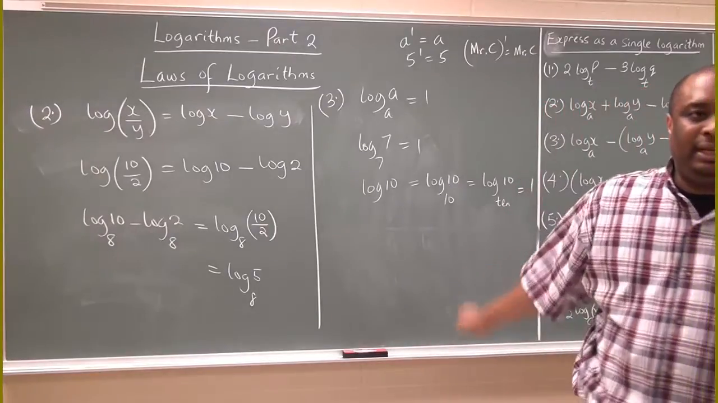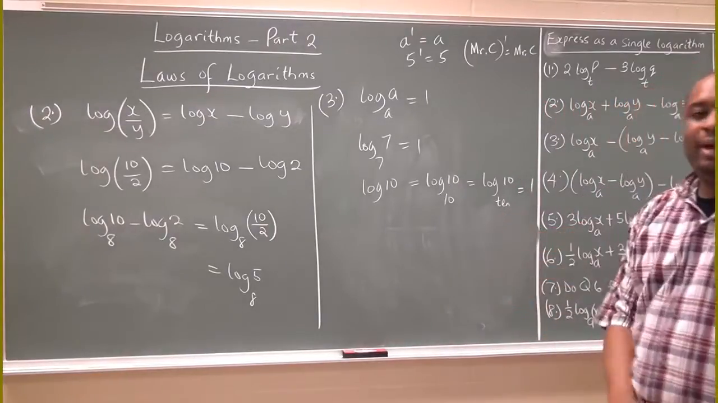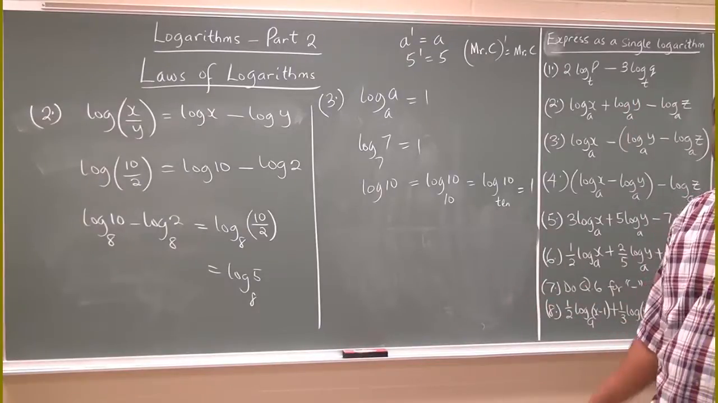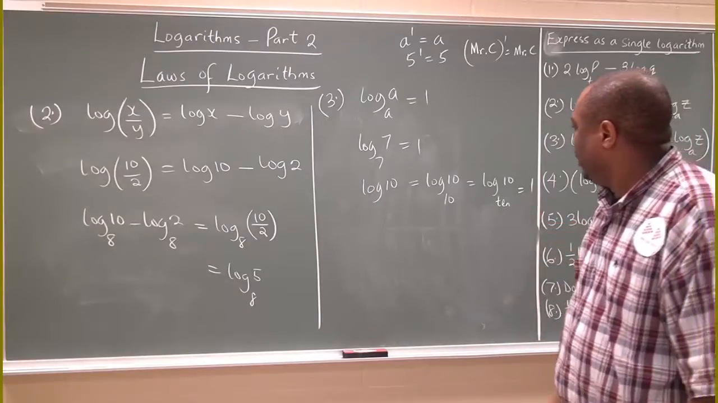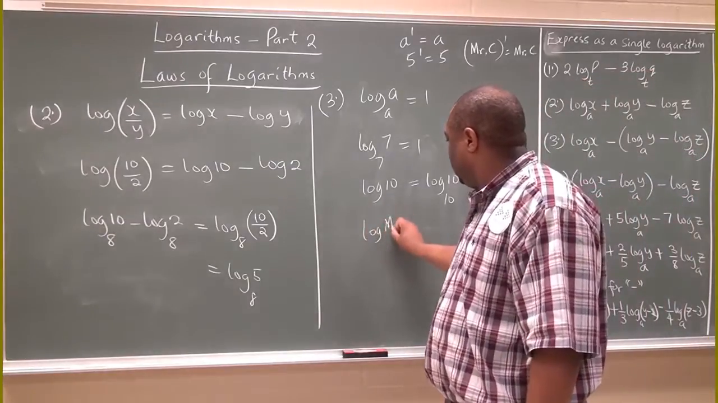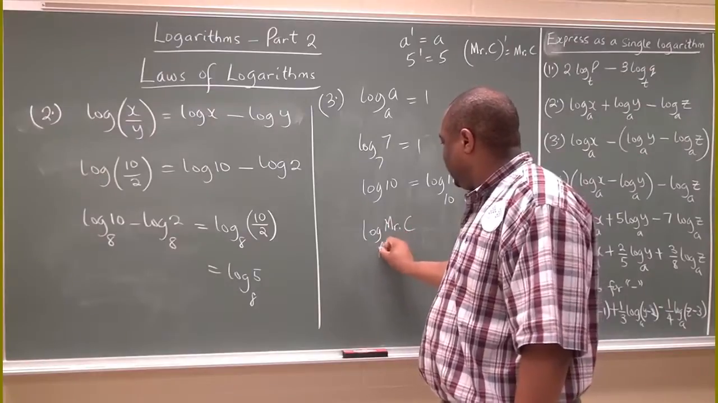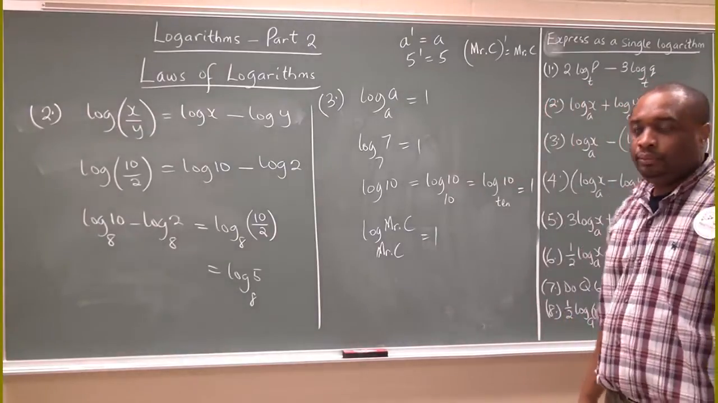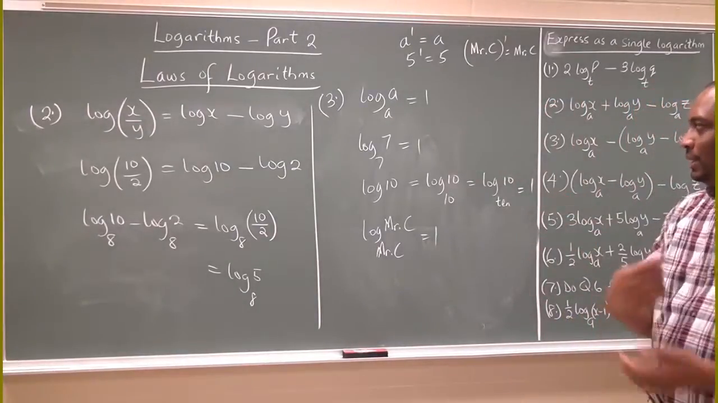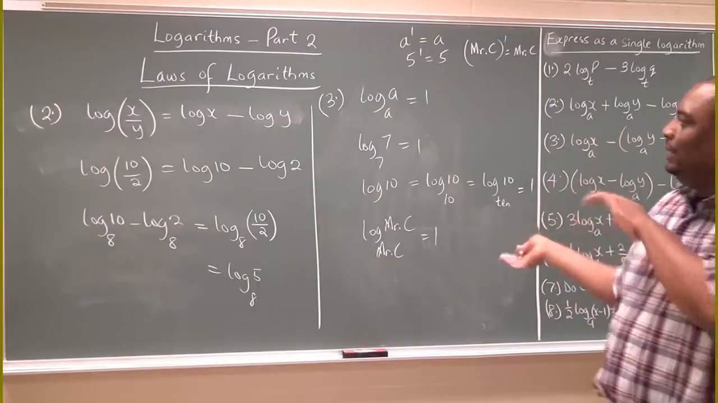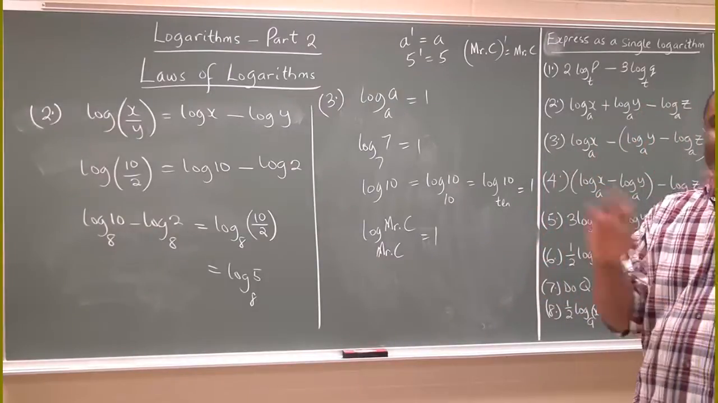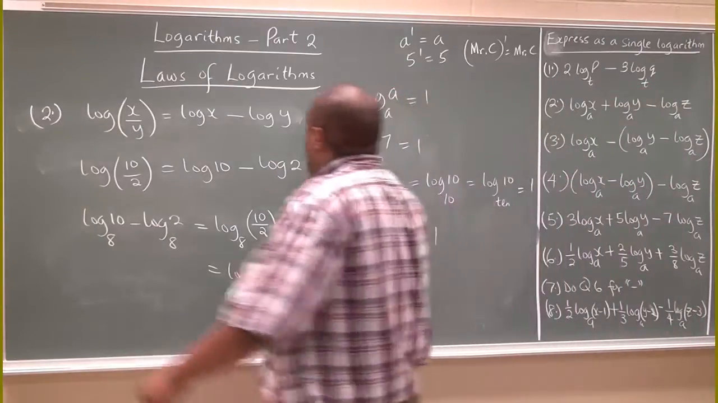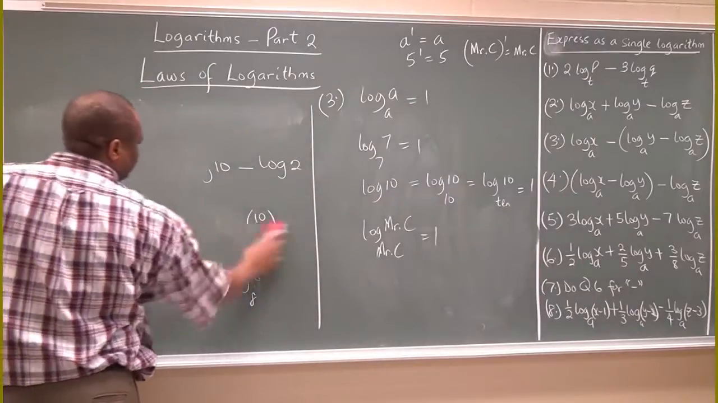You know that you can write your base in words, not just in numbers. It must not be numeric. Log Mr. C to the base of Mr. C will give you 1. So that's the third law. We want to learn this, that log of anything to the base of that thing will give us 1. The fourth law, let's look at the fourth law.